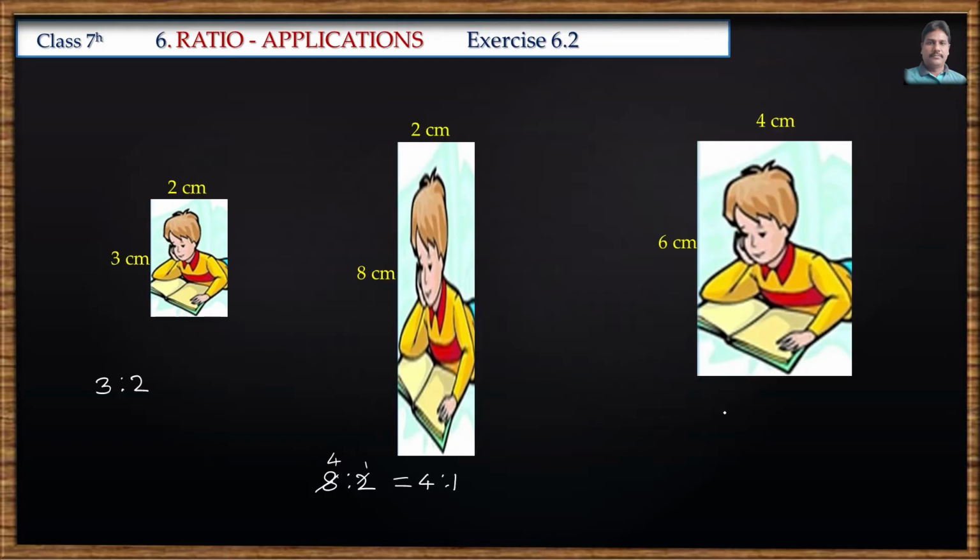In the third picture, the ratio is 6:4. If we simplify by cancellation, 2 threes are 6, 2 twos are 4. It will become 3:2. So the first picture's ratio and the third picture's ratio are both the same. That's why they are looking similar.